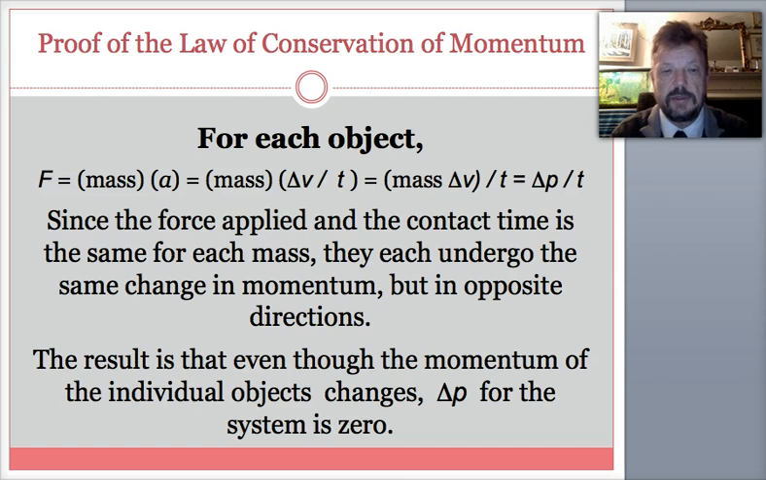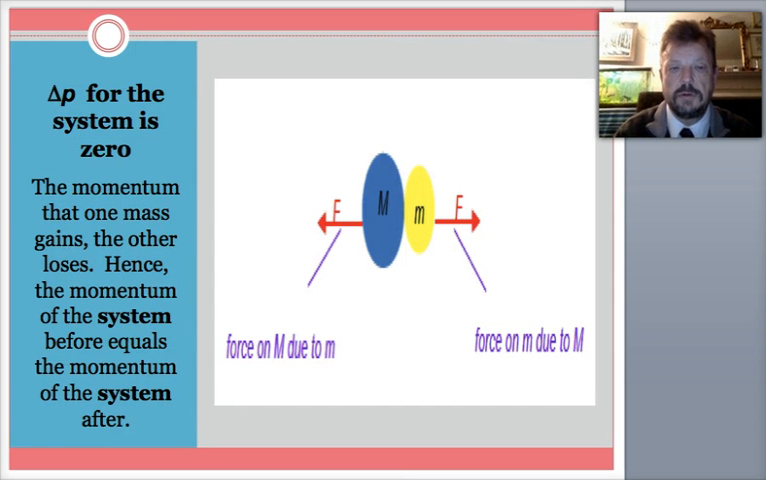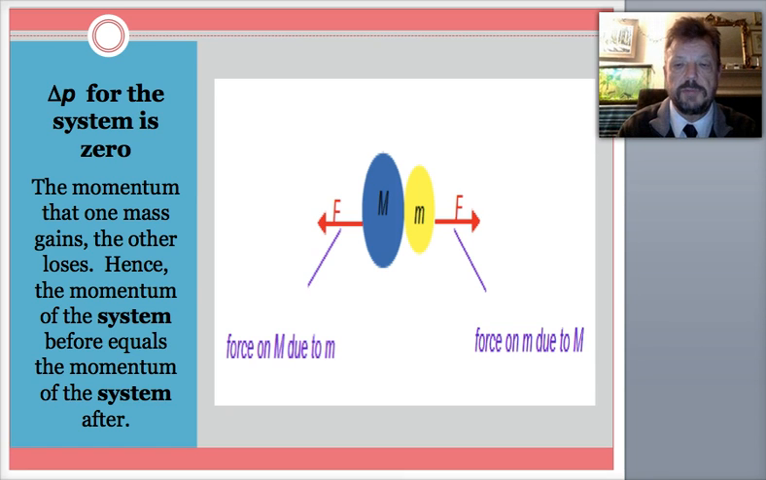For each object, force is equal to mass times acceleration, which is equal to mass times change in velocity over time, which is equal to change in momentum over time, or impulse divided by time. Since the force applied and the contact time are the same for each mass, they each undergo the same change in momentum, but in opposite directions. The result is that even though the momentum of the individual object changes, delta P for the system is zero. The momentum that one mass gains, the other loses. Hence, the momentum of the system before equals the momentum of the system after.